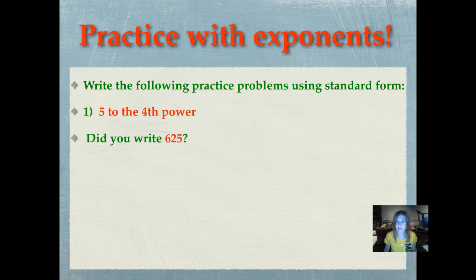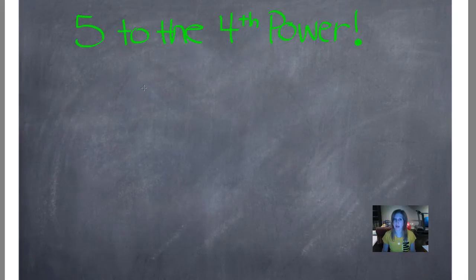Did you write 625? Let's check out how we did that. So I've written 5 to the fourth power, and I put an exclamation point after, which we don't usually put in math, but I have so much fun doing these that I had to do it. So 5 to the fourth power written in exponential notation is 5, and there's my little 4 that tells me how many times to write it. So now I'm going to write it in expanded form because I don't want to accidentally multiply 5 times 4, which would be 20. That would be wrong.